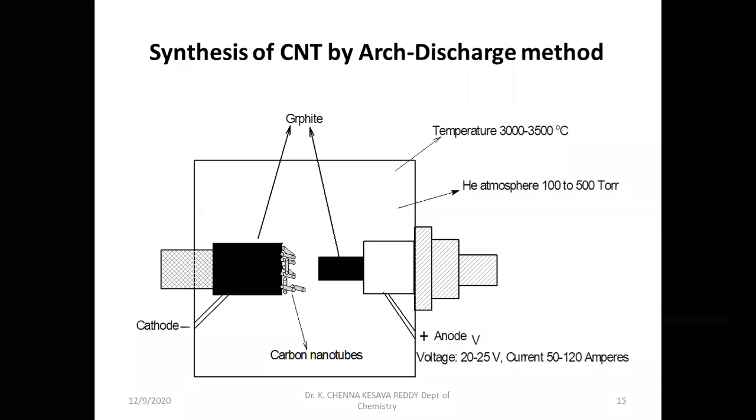If your electrodes have rare earth elements, such as niobium, tantalum, what will happen? You will get single-wall carbon nanotubes. If your electrodes do not have these rare earth elements, you will get multi-wall carbon nanotubes. The conditions for CNT synthesis are a temperature of around 3000 degrees centigrade, helium atmosphere, and a pressure of 500 torr. This is about the arc discharge method.